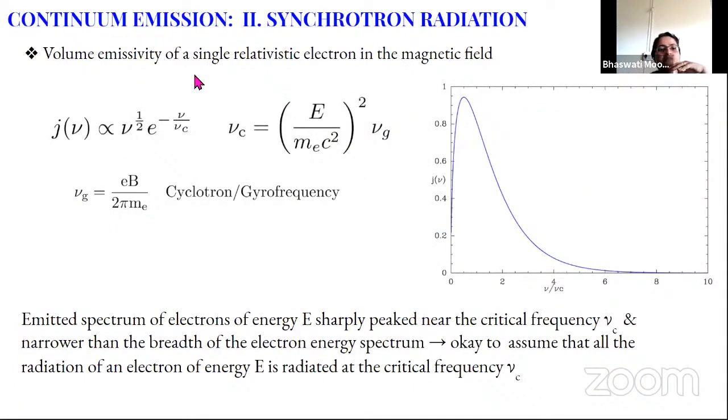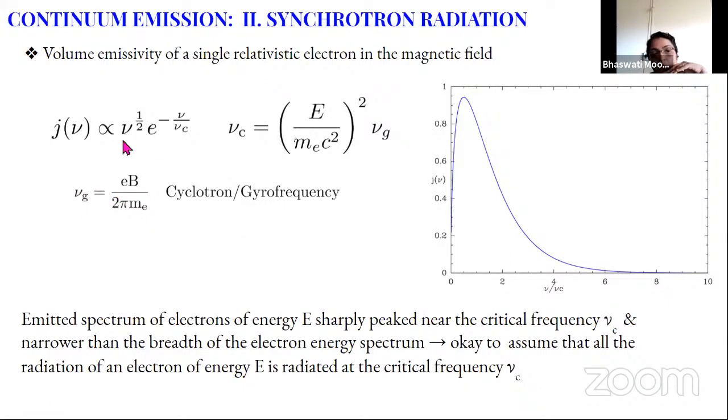Now, just very briefly, similar to the case of thermal bremsstrahlung, we can also write down the volume emissivity of a single electron. We have multiple electrons in the system, but for a single electron it takes the form nu to the power half e to the power minus nu over nu_c, where nu_c is called the critical frequency, and it goes as (E/m_e c^2)^2 times nu_g. And nu_g is something I'm sure you're familiar with, which is eB/2 pi m_e, the cyclotron or gyro frequency. That's why the subscript g.